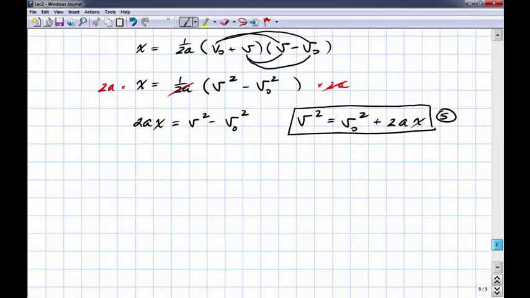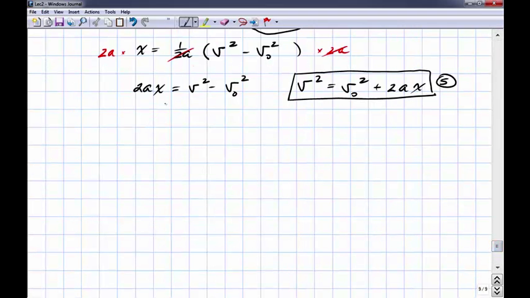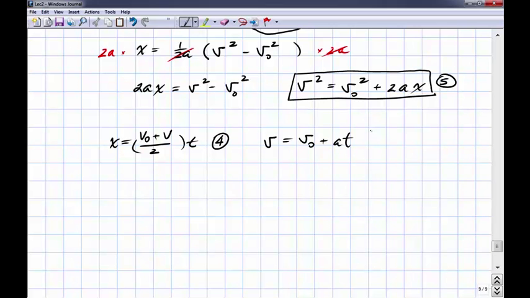Okay, one more derivation left. It starts by recalling equation 4. Equation 4 looks like this. And we'll also recall equation number 1, which looks like this. What we'll do next is we'll substitute the right-hand side of equation 1 into equation 4. So where I have a v here, I'll substitute its equivalent because v can be represented by v0 plus at. Let's see what happens.